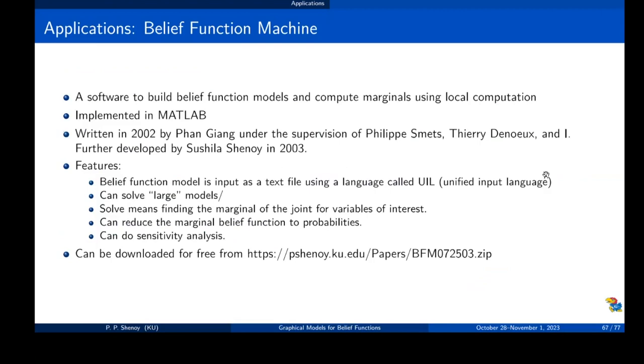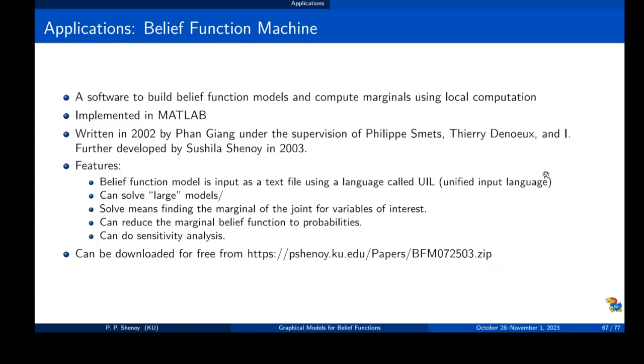Okay. So how does this work? Basically, there is no graphical interface. You have a text file called UIL, for some language. And we can solve really large models, and by large, I mean really large. There's a default value for what you throw away. There's a limit: anything smaller than that, you throw away; anything larger, you keep. If you want to keep everything, you make that 10 to the minus 12.